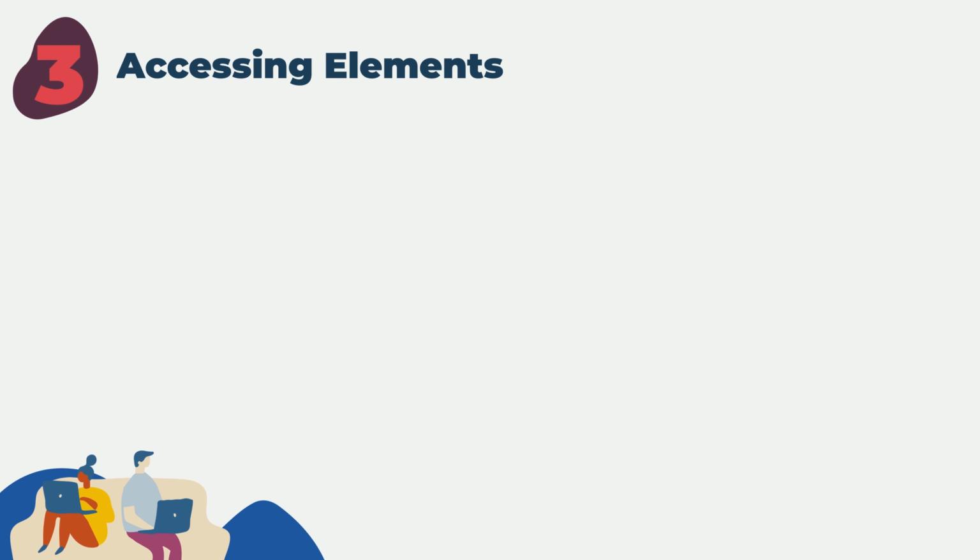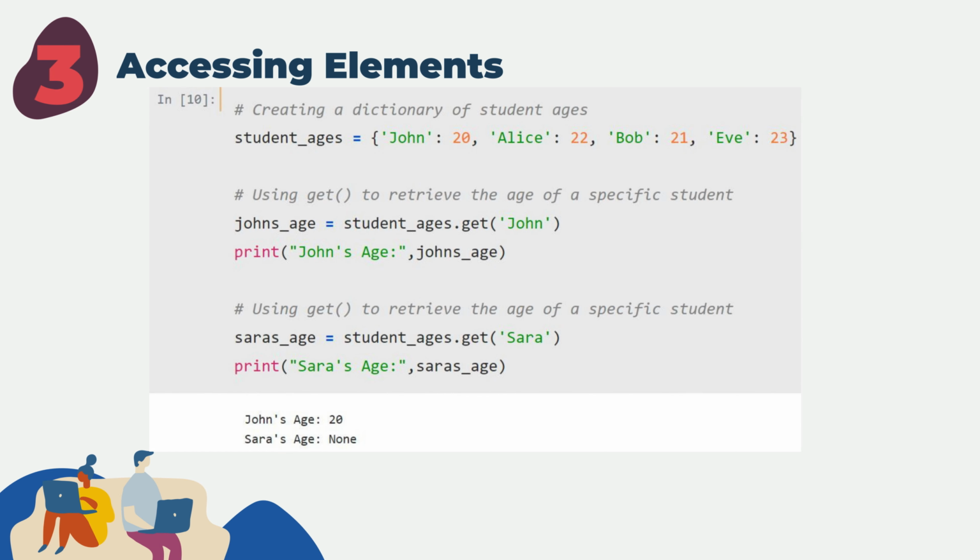There is another method for accessing the items of a dictionary called get. Let's explore the get method in dictionaries through a practical example. In this example, we use the get method to retrieve the ages of two students, John and Sarah. The get method allows us to access the value associated with a specific key in the dictionary. If the key is present, it returns the corresponding value; otherwise, it returns None, or a default value, if specified.